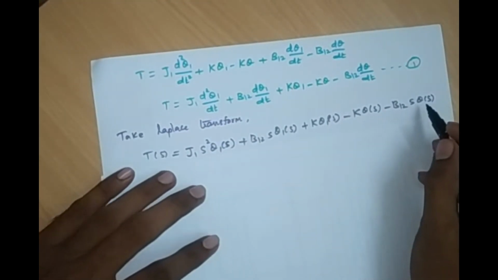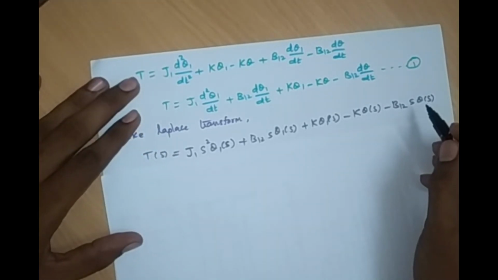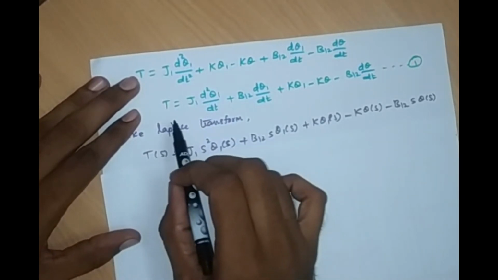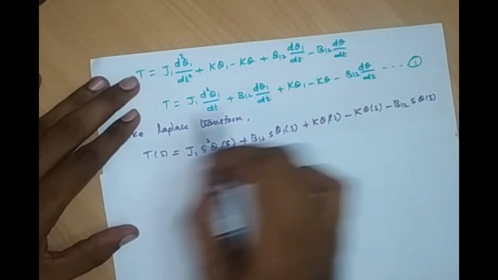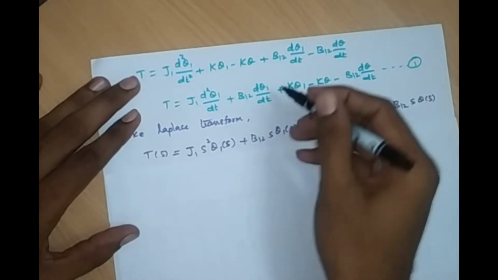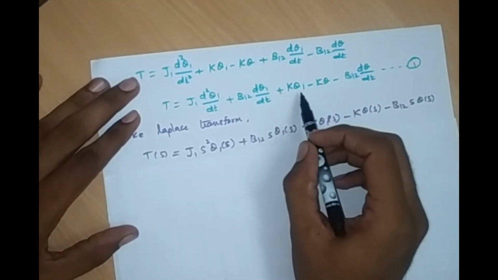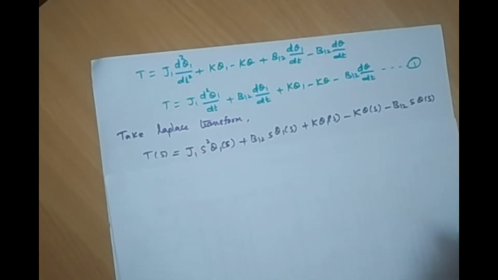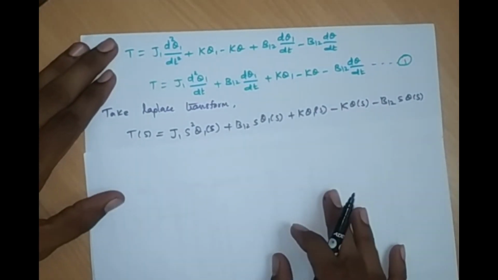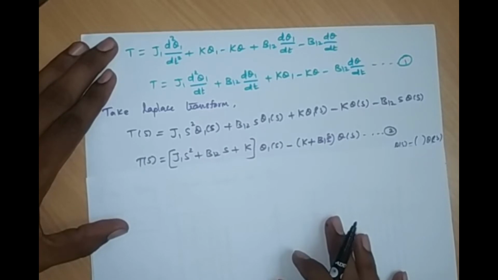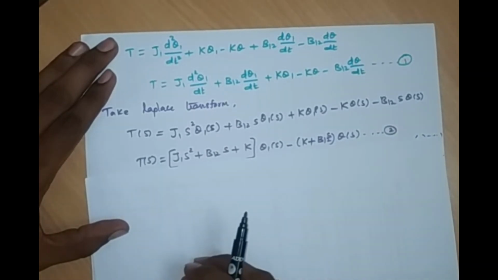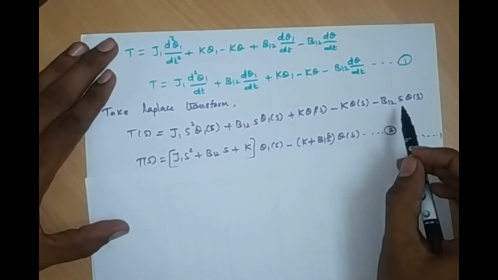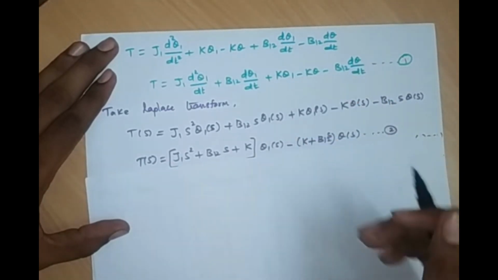You can see the beauty of taking the Laplace transform now. Before taking the Laplace transform, we are not able to simplify this equation, because the equation has both algebraic and differential terms. But after taking the Laplace transform, you can simplify. You can easily group the terms because all the terms change into algebraic terms, so it is very easy to process.